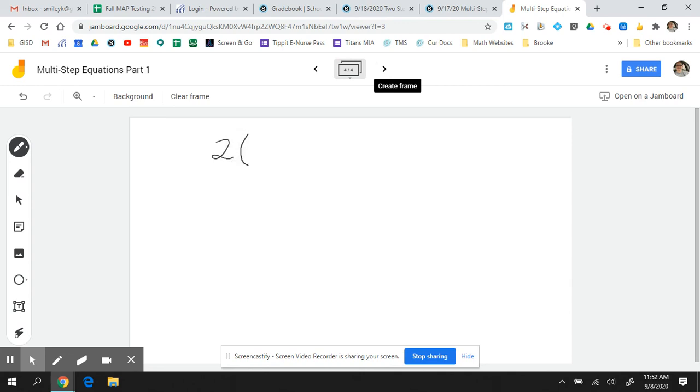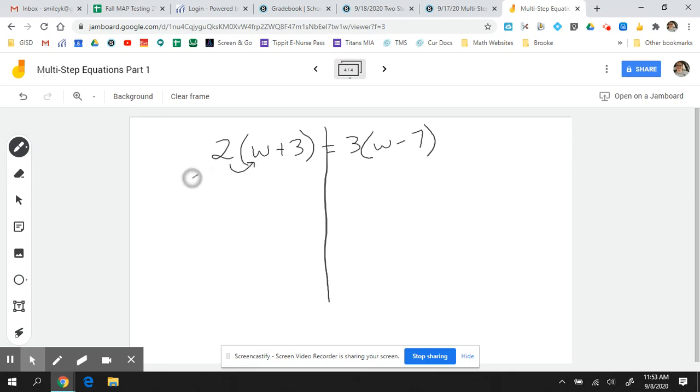All right, we have 2 parentheses w plus 3 equals 3w minus 7. I'm going to split it into two sides. You can do that before or after, it doesn't matter. I'm going to do distributive property first. 2 times w is 2w. 2 times 3 is 6. 3 times w is 3w. 3 times 7. Remember, it has that minus sign included, so it's minus 21. You're like saying 3 times negative 7.